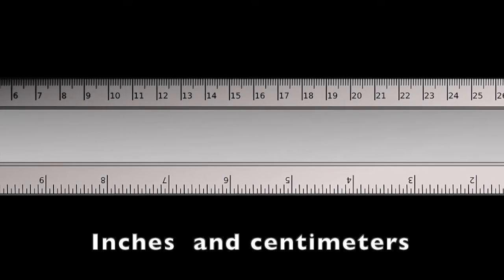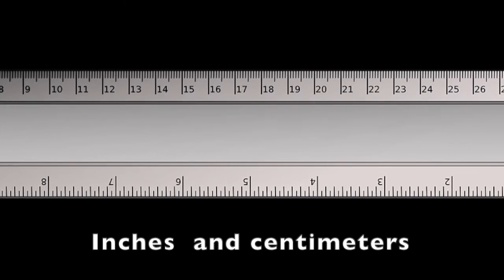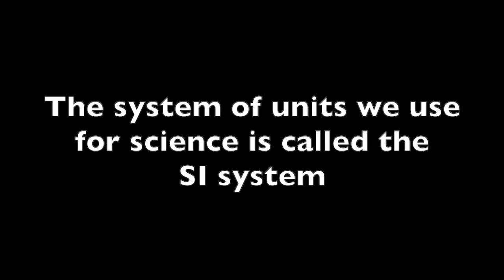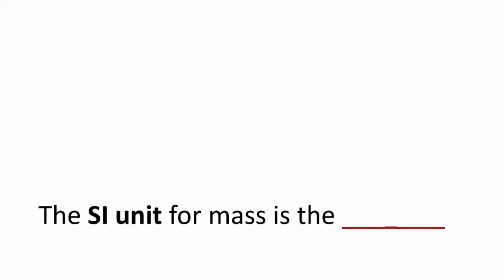Let's talk about units of mass. You're probably familiar with units of measurement like inches and centimeters, which are both used to measure length. As with length, there are several units we can use to measure mass. The system of units we use for science is called the SI system, which stands for the International System of Units. The SI unit for mass is the kilogram.